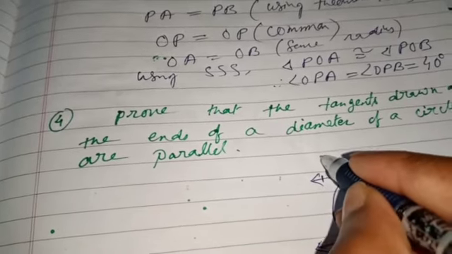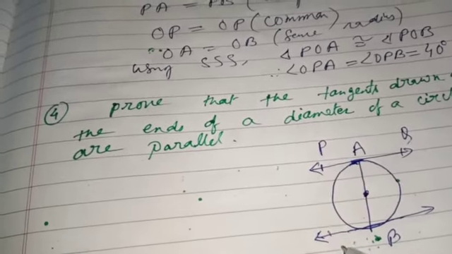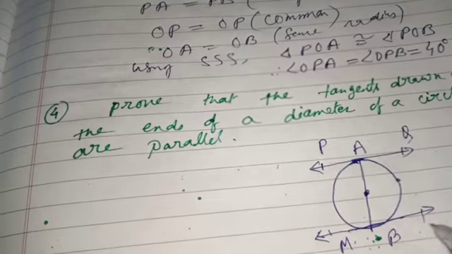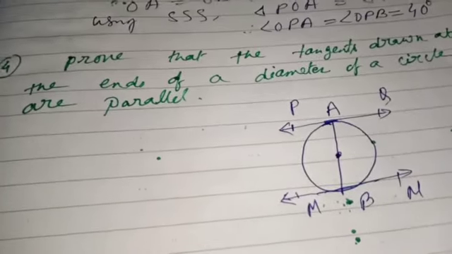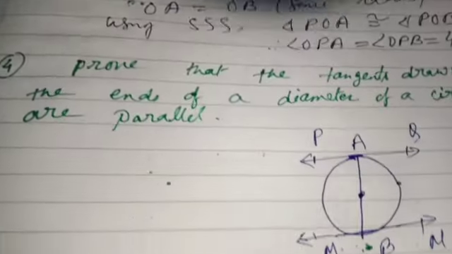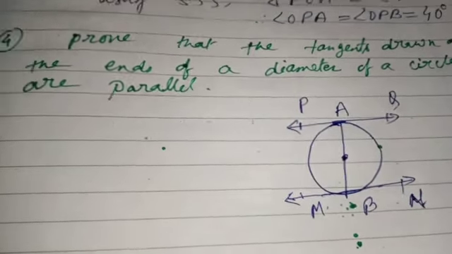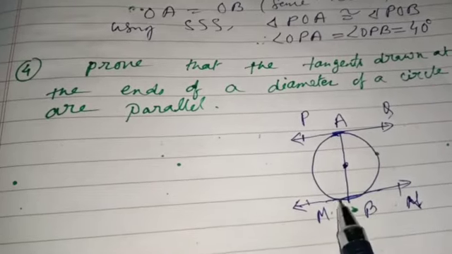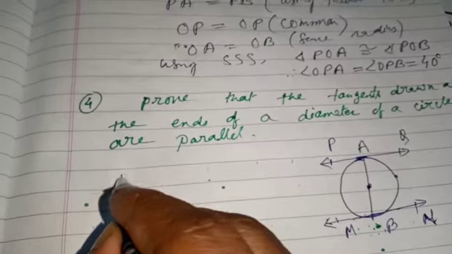So the names of the tangents are suppose PQ and MN. Understood? What do we need to prove? You need to prove PQ is parallel to MN. Meaning, prove that the tangents drawn at the ends of a diameter are what? Parallel. So you explain.